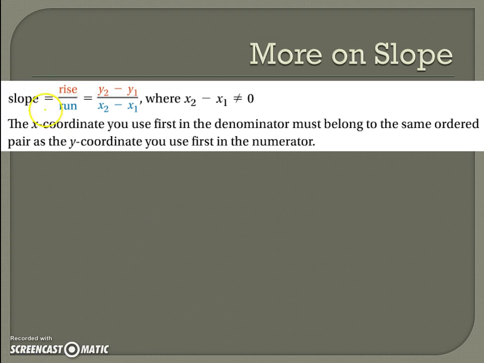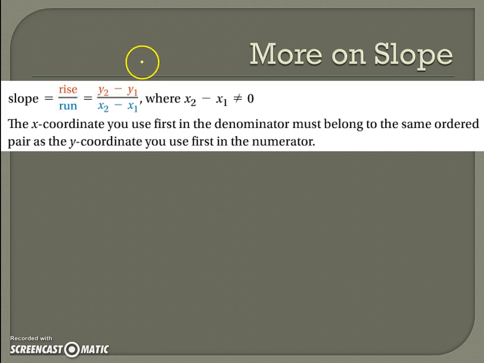So more on slope. Make sure that you pause and write this down. This is the formula for this. It is very, very important. The x-coordinate you use first in the denominator must belong to the same ordered pair as the y-coordinate you use in the numerator. That's what these subscripts mean.